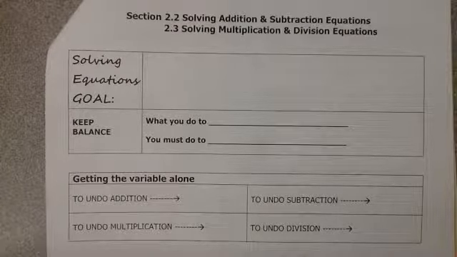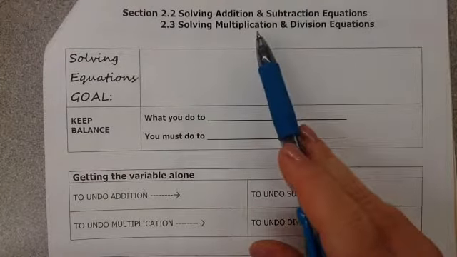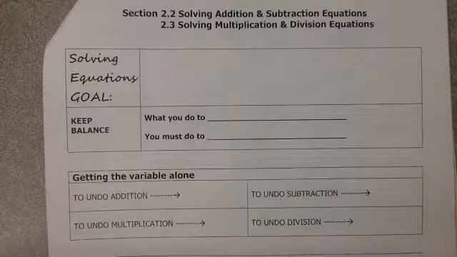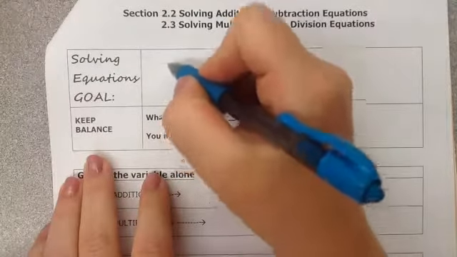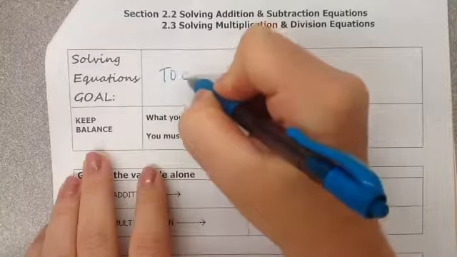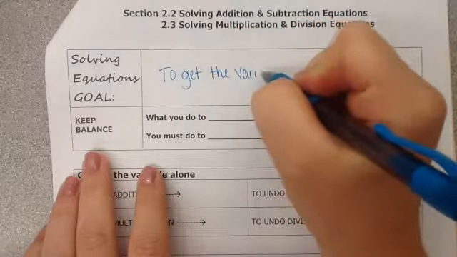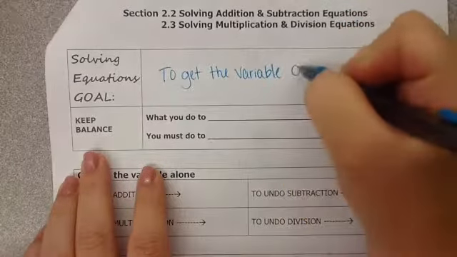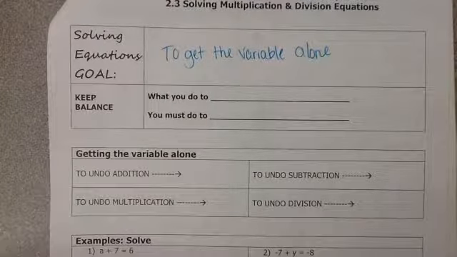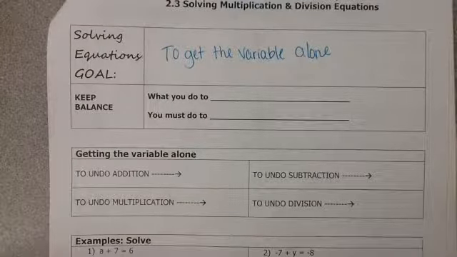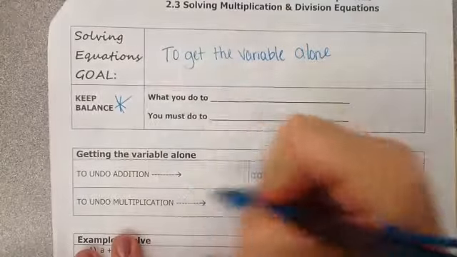Mathematicians, today we are going to solve one-step equations involving addition, subtraction, multiplication, and division. When we're solving equations, our goal is always to get the variable alone. We always want to get our variable by itself, so we're going to have to get rid of all the other pieces. It's really important that we keep our balance.